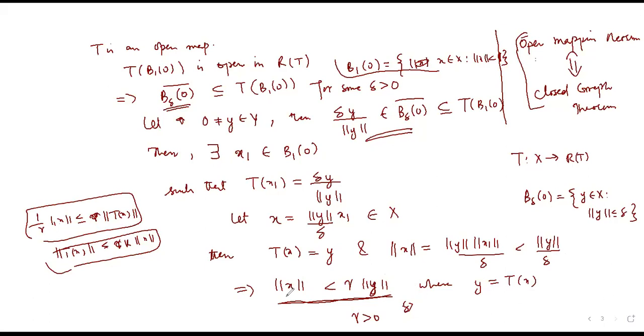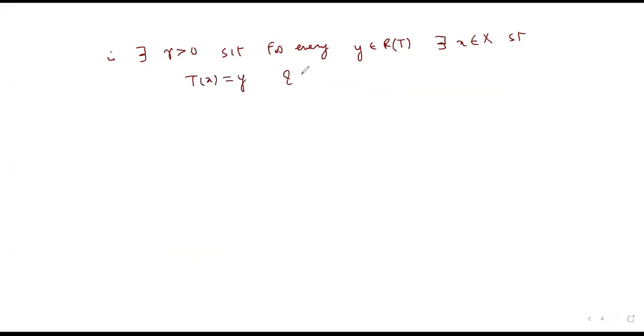So I got this. There is some x. So we have proved that T is an open map. Therefore there exists a gamma positive such that for every y belonging to the range, there exists some x belonging to X such that, first, it is a pre-image, that is T of x is equal to y, and norm of x is less than or equal to gamma times norm of y.